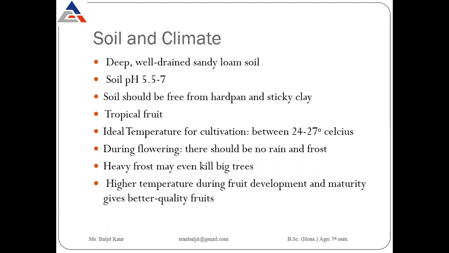The soils selected for mango cultivation should be free from any hard pan, and there should not be any sticky clay, right? If we talk about the climate, the fruit is a tropical fruit, and the ideal temperature for mango cultivation is between 24 to 27 degrees Celsius. A higher temperature at the time of fruit development and fruit maturity gives better quality fruits, right? So it requires higher temperature at the time of maturity, and at the time of flowering there should not be any rain or frost, and heavy frost may kill even big trees, right?